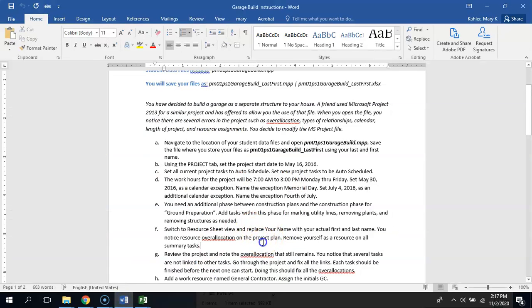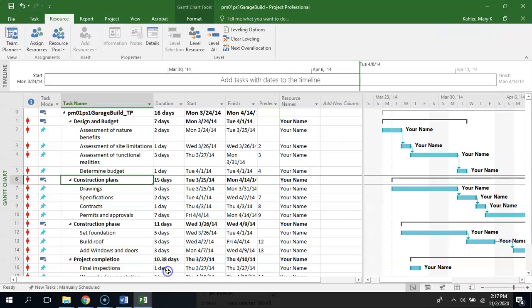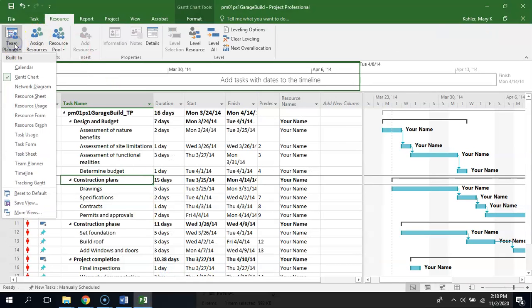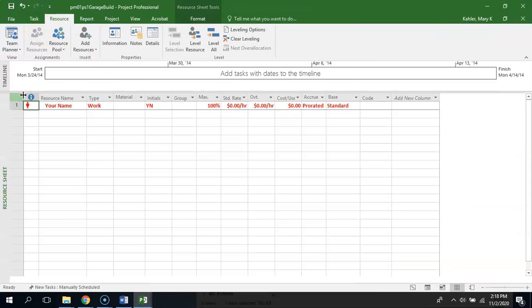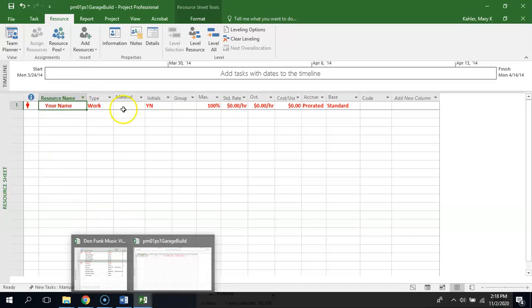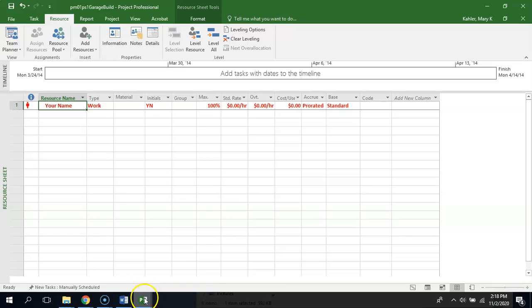Okay, so then we're going to go to the resource sheet view and replace where it says your name with your actual name. And then there's a lot of resource over allocations. So you're going to remove yourself as a resource on all summary tasks. Let me show you what I'm talking about here. If you go to the resource sheet, you're over allocated because there's nobody else working on it.